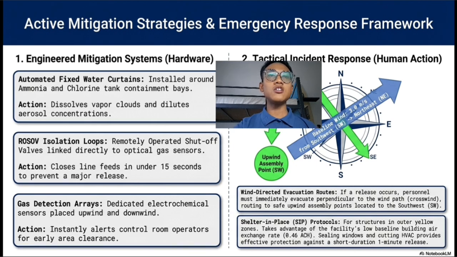If a release occurs, personnel must immediately evacuate. Then for structures in the outer yellow zone, take advantage of the facility's low baseline building air exchange rate. Closing windows and cutting HVAC provides effective protection against a short duration 1 minute release. And that's all from my presentation.